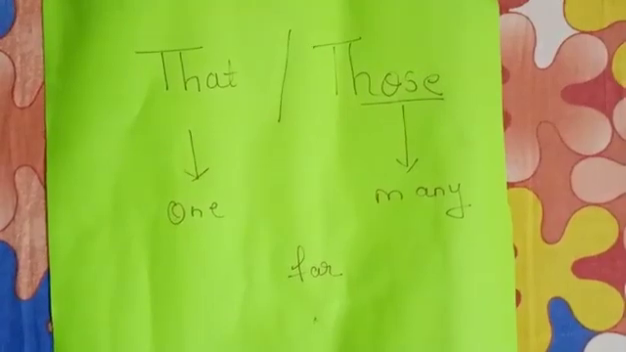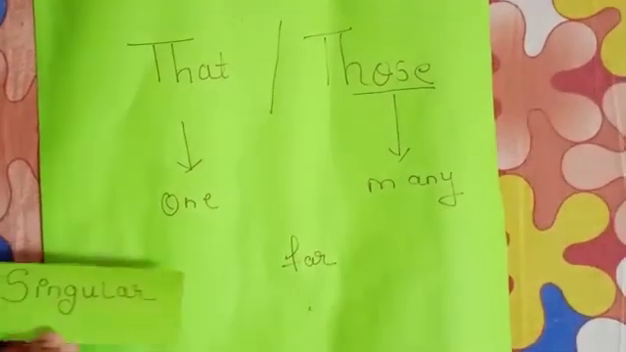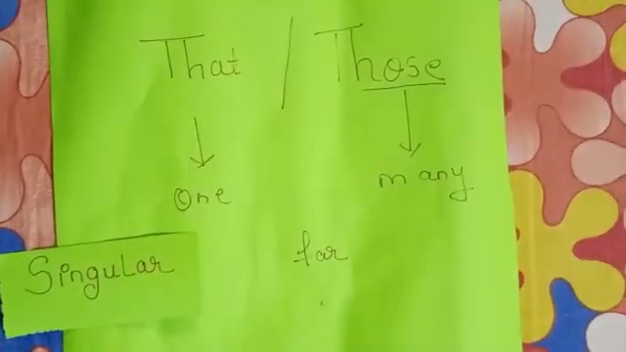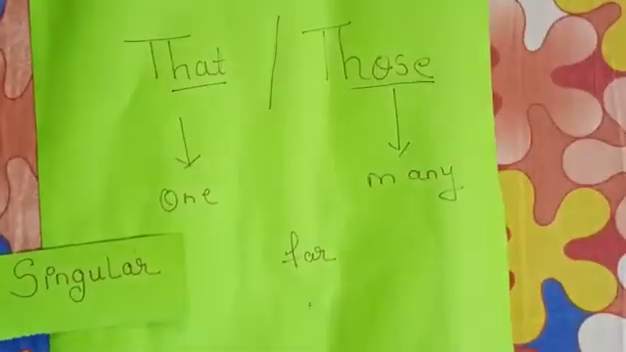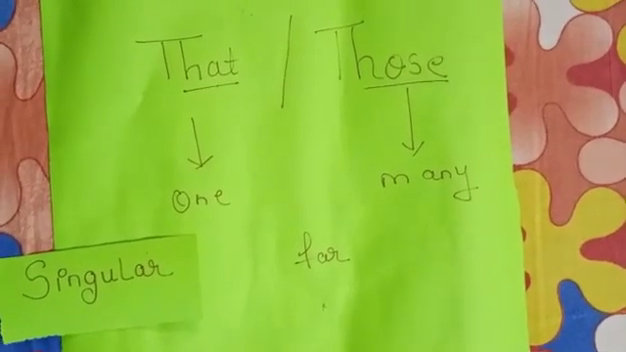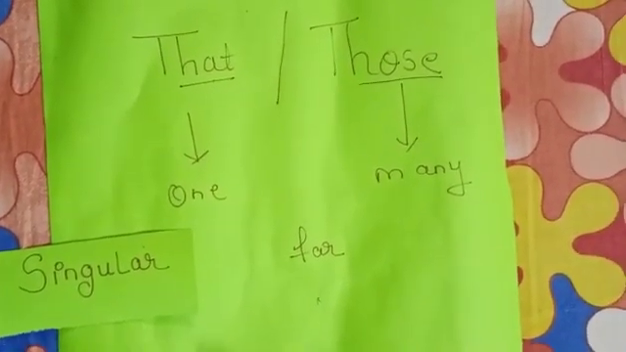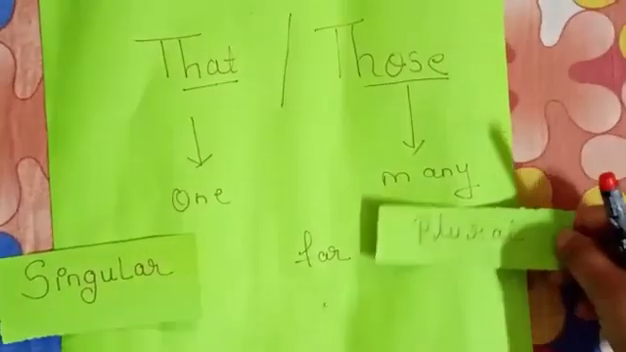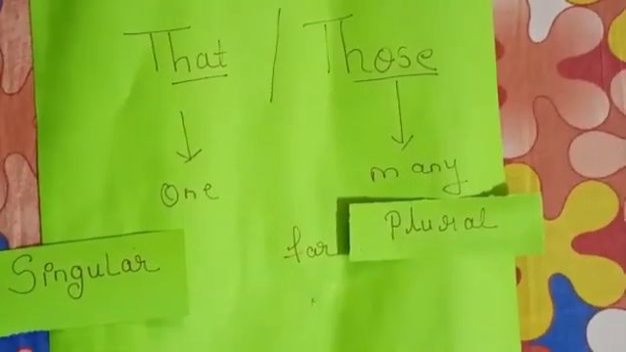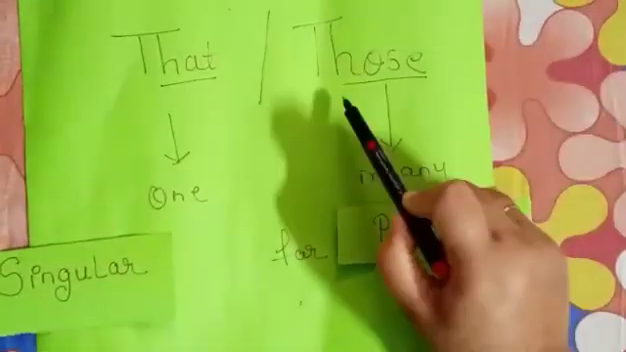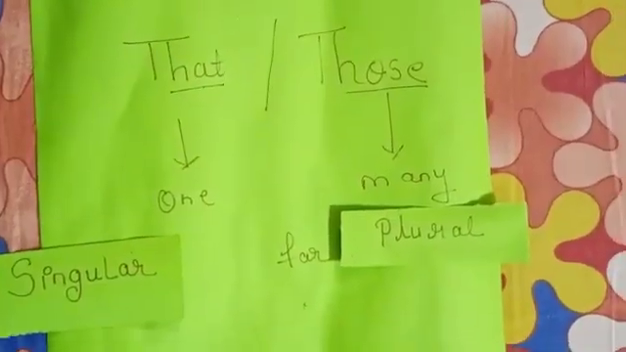And when any object is far from us and that object is one, or we can say singular, at that time we use that. What do we use? That. And when the object is far but it is more than one, or we can say many, or it is plural, at that time we use those. What do we use? Those.